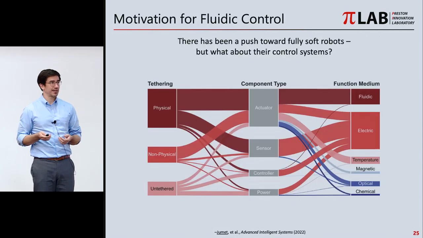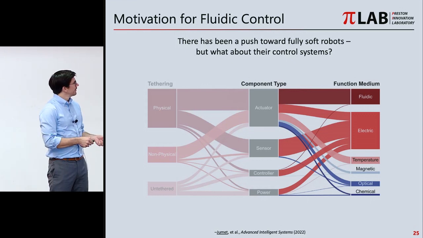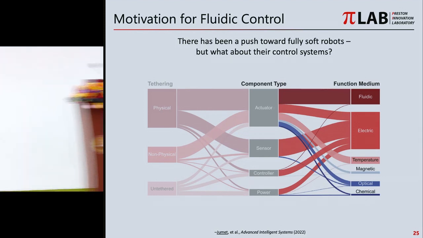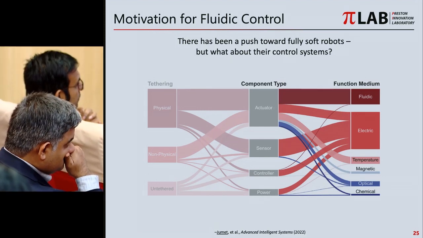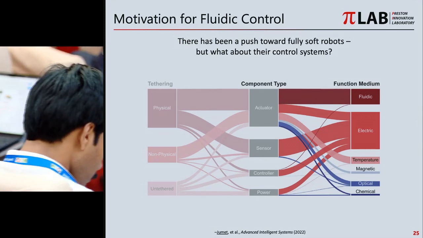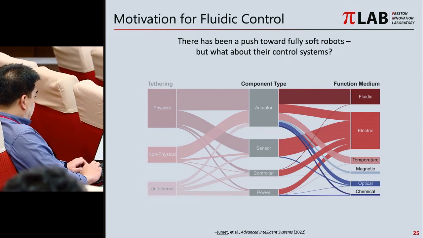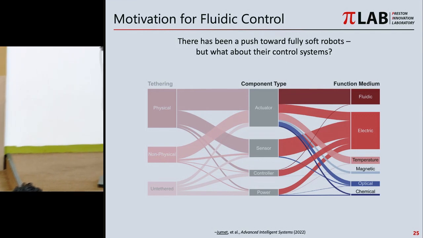First, looking at this Sankey diagram, if we focus on the right-hand side, most actuators, or at least the plurality of actuators, are fluidic in nature, meaning that we have soft materials, we apply some pressure to get some motion or actuation. But we look at other typical robotic components, sensors, controllers, and sources of power, and the vast majority of all of these are still electronic in nature, right? So there's a little bit of a mismatch in the functional medium here.